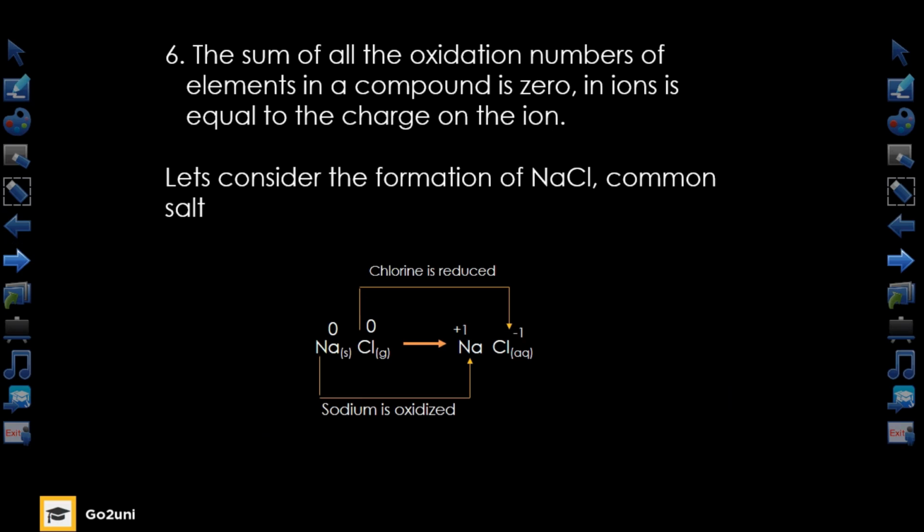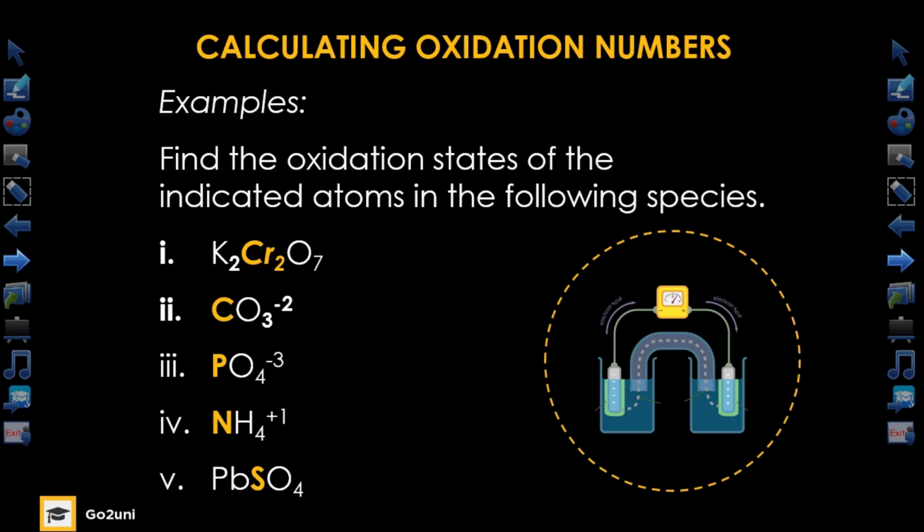So if we are told to calculate the oxidation state or oxidation number of any element, as we can see in these examples, the first question says we are to calculate the oxidation state of the indicated atoms. The indicated atoms are the ones in yellow. So chromium is the first element we are to calculate its oxidation state or oxidation number.